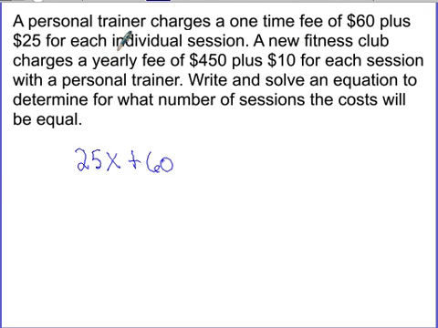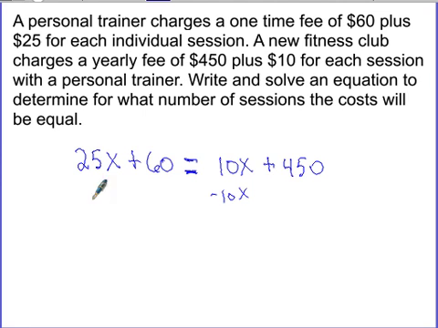A new fitness club charges a yearly fee of $450 plus $10 for each session with a personal trainer. And the question is, write and solve an equation to determine for what number of sessions the cost will be equal. So we're going to put an equal sign between our two expressions. The new fitness club charges $10 every time you meet with a trainer, and they charge a yearly fee of $450. So if we solve this equation, we should figure out how many sessions with a trainer would be equal.